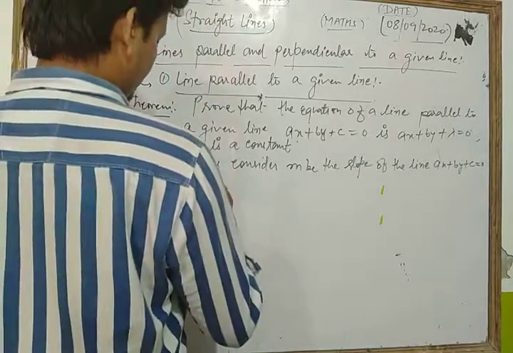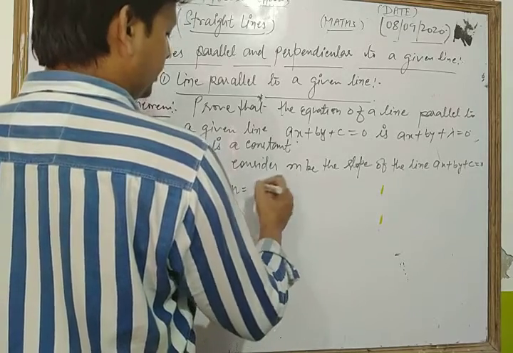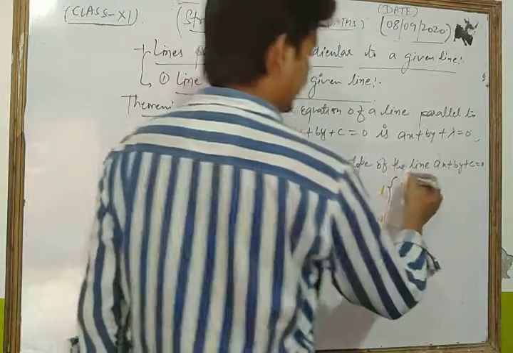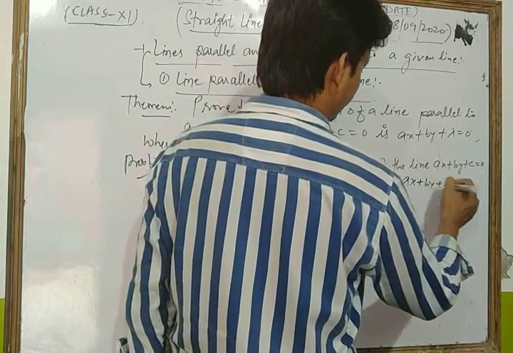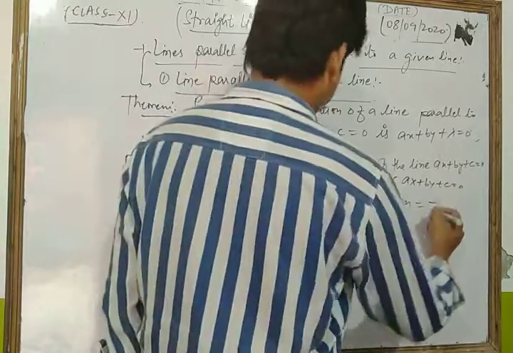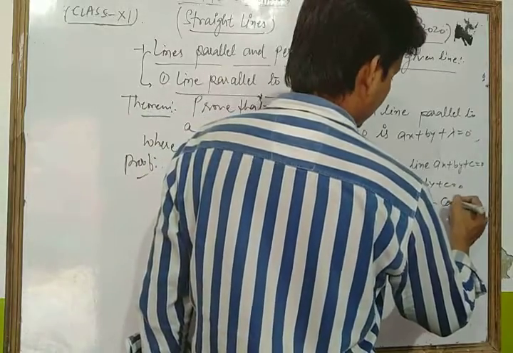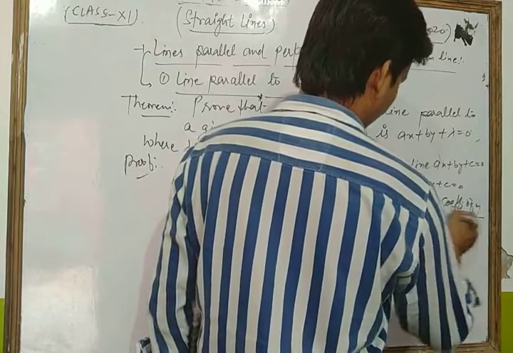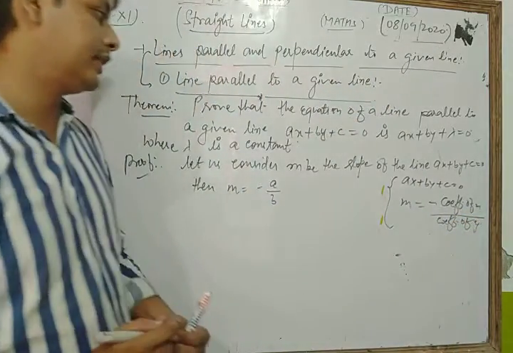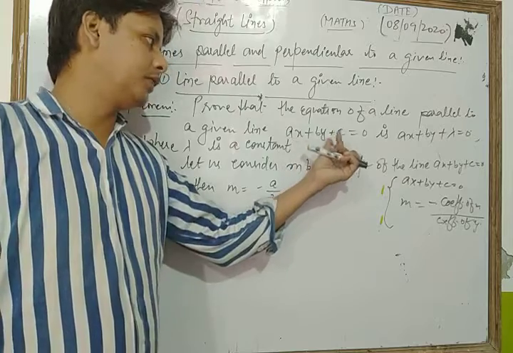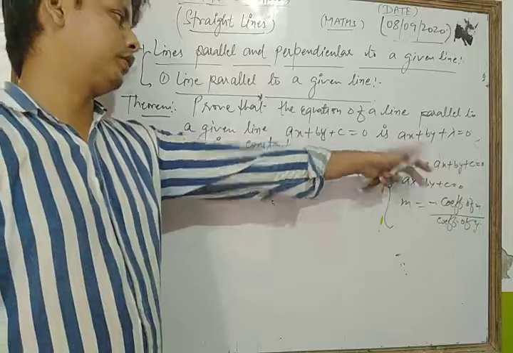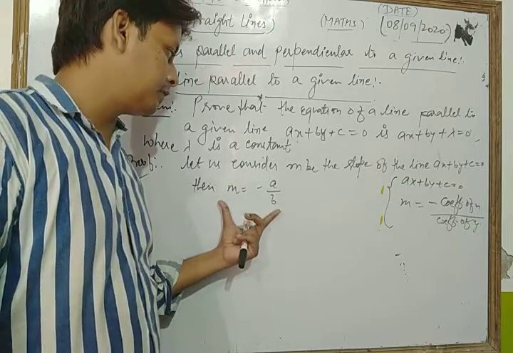Then m is equal to minus a upon b, because you know that in any straight line ax plus by plus c is equal to 0, the slope of the line is minus coefficient of x upon coefficient of y. So here the coefficient of x is a and the coefficient of y is b. So the slope of the given line is minus a upon b.